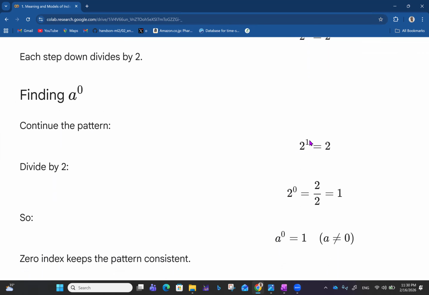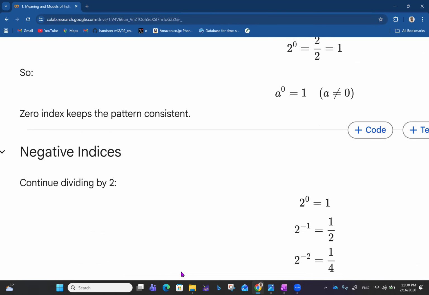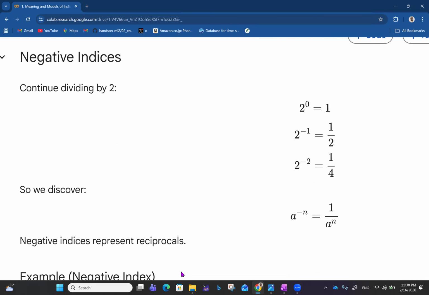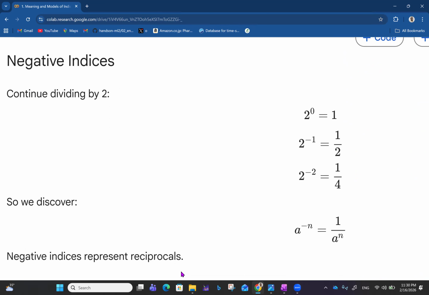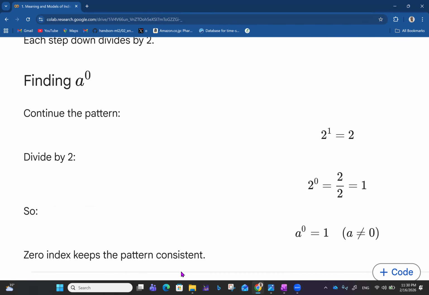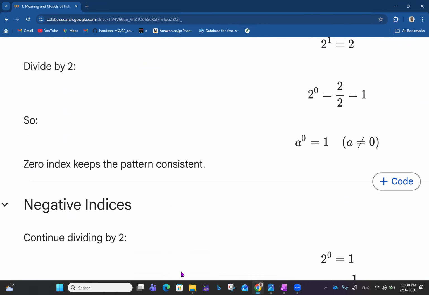So it means the next step after 1 is 0. So 2 raised power 0 will have to be 2 divided by 2, which is 1. And that is why anything raised power 0 is equal to 1. So generally speaking, any number that is not 0 raised to power 0 gives 1. So in that case, you see that the 0 index keeps the pattern consistent. Okay, so then we can move on to negative indices, and that's where we get the law that anything raised to power 0 is always equal to 1. And we have seen the logic, following the pattern method now.